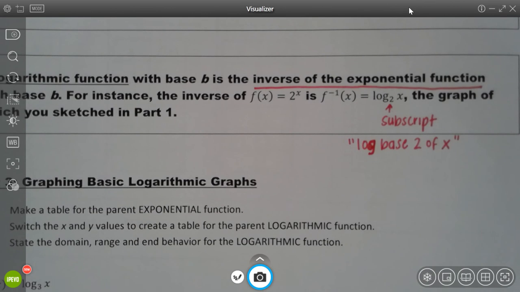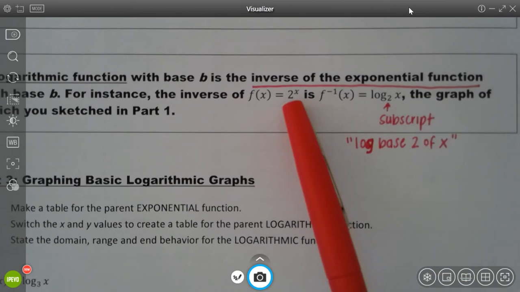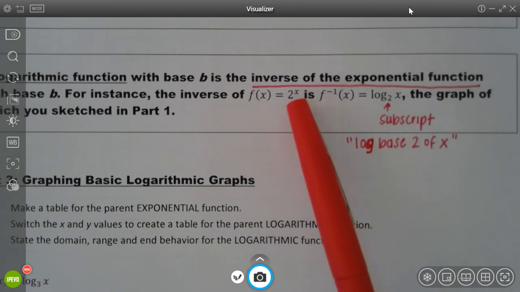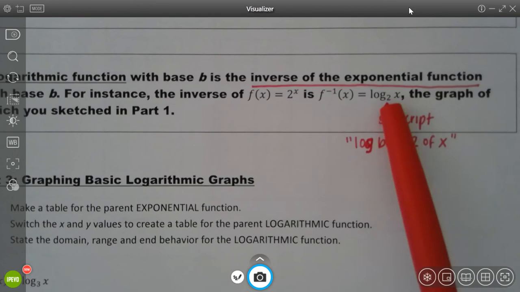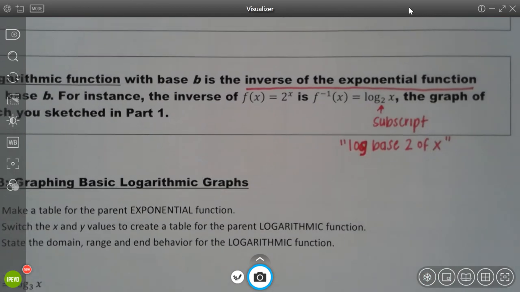And again, the base of the logarithmic function is going to be determined by the base of the exponential function and vice versa. So if the base of the log is 3, then we would start with a 3 to the x. If we started with a 4 to the x here, the base of your log would be 4. So it's just going to depend on each other, really.